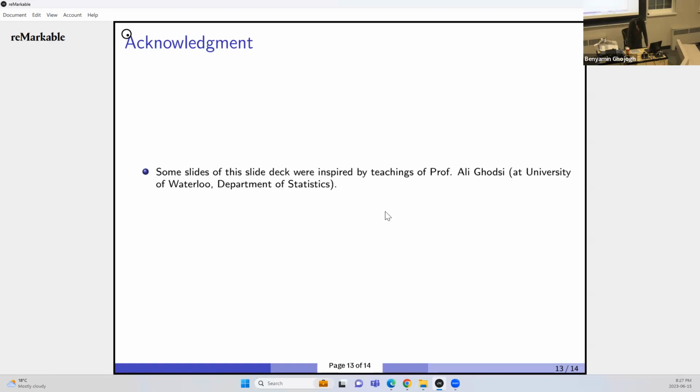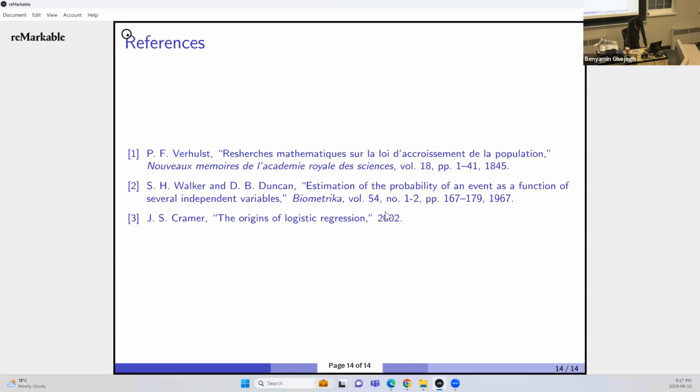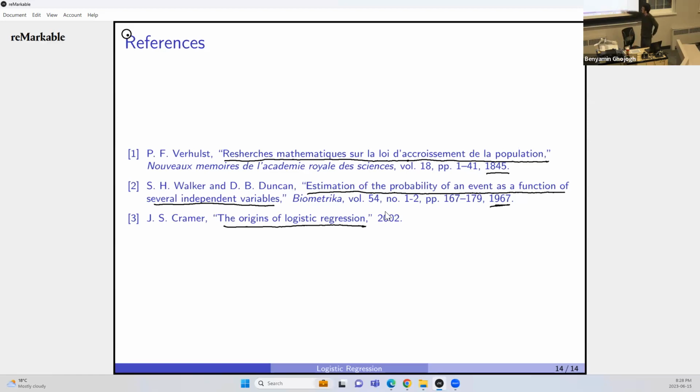Some slides of this slide deck were inspired by the teachings of Professor Ali Ghodsi at the University of Waterloo. And this one, I think this was the paper proposing the logistic function for population growth, 1845. It's not even in English. Okay. Estimation of the probability of an event as a function of several independent variables, 1967. I said it was improved in the previous century. Also, for the history of logistic regression, you can see this paper on its origins.